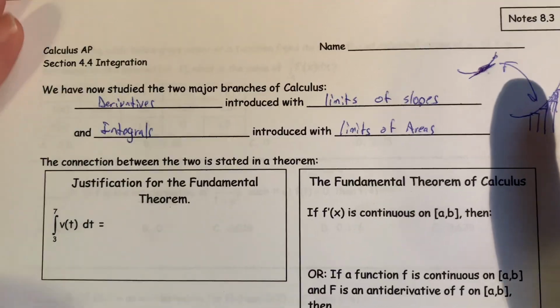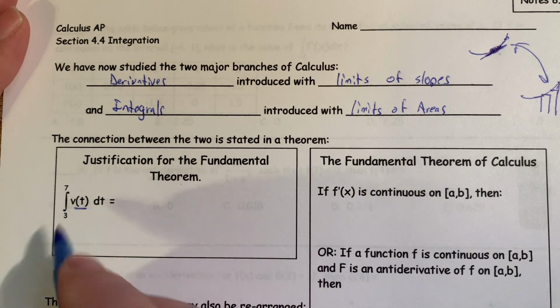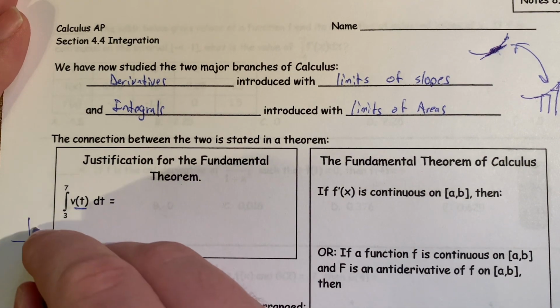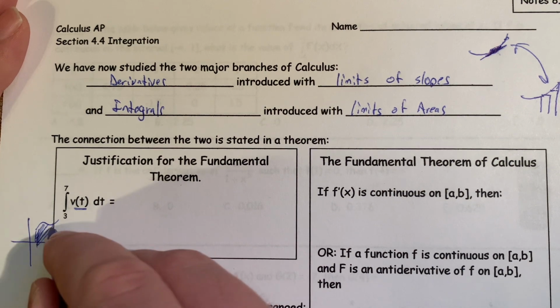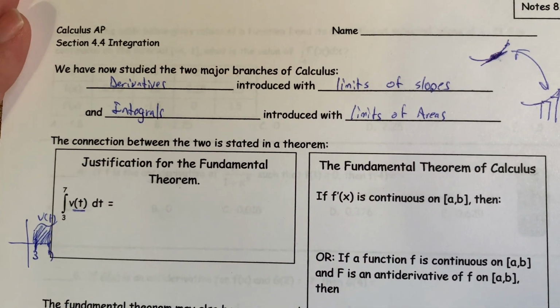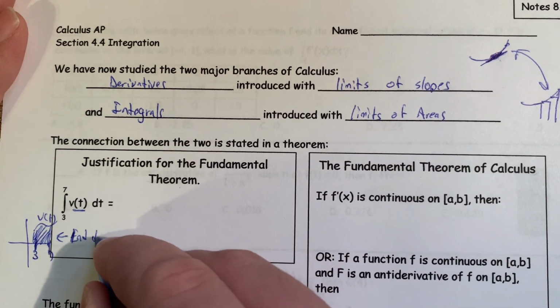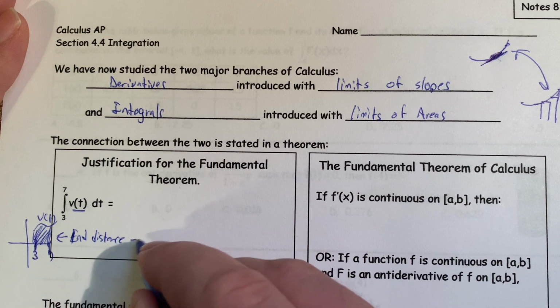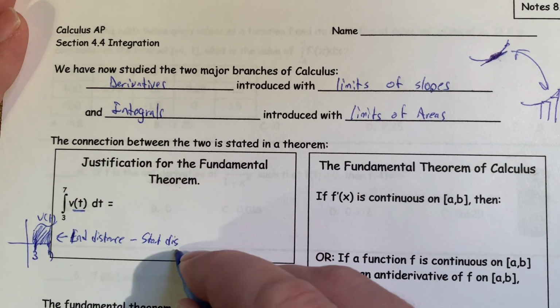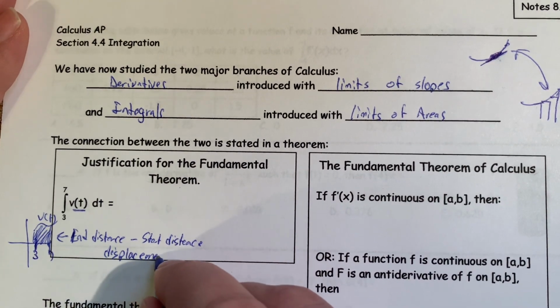So here we go. Let's talk about something we should already kind of know. This is velocity. If you do the integral of velocity, what does that represent? So the integral from 3 to 7 of v of t will represent what? Well, this area represents how far, it's like the end distance of the car minus the start distance. It's the displacement. I don't know if you guys have taken physics, but this is called displacement. It's where the car ended compared to where it started.